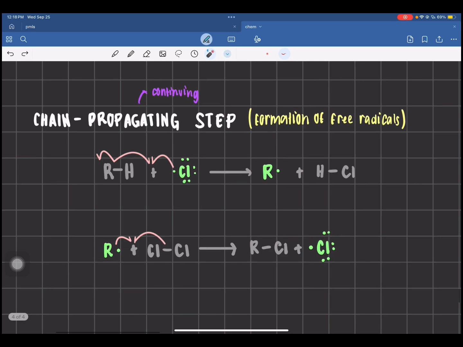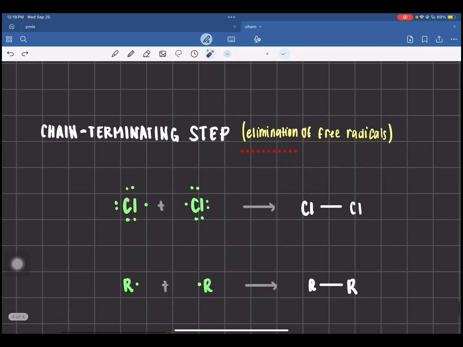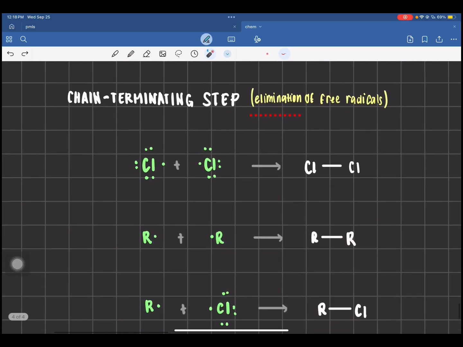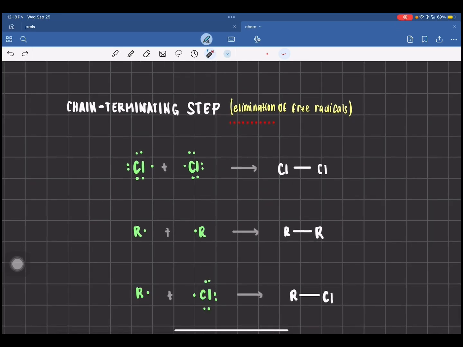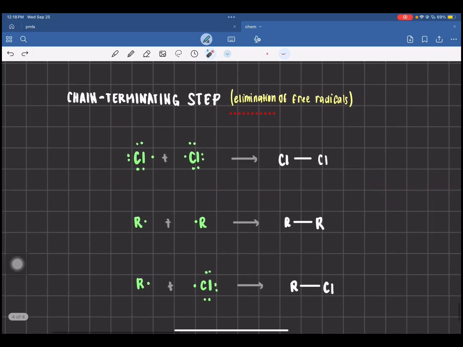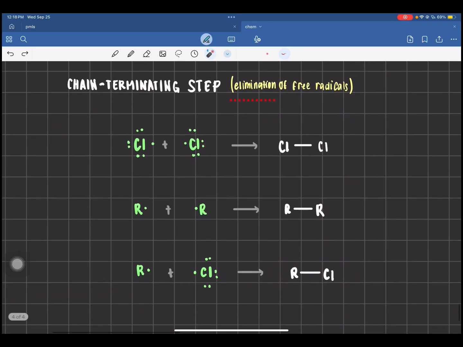Okay, so tuloy-tuloy lang to until we get to a chain terminating step. Yung huling free radicals na lang, inuubos natin to lahat. To form bonds, ayan, pag nag-form sila ng bonds, mauubos na lahat ng free radicals, we get our alkyl halide, and tapos na ang process of halogenation.